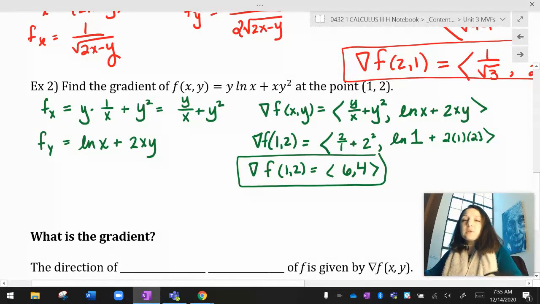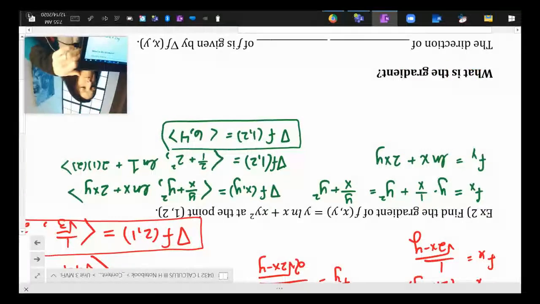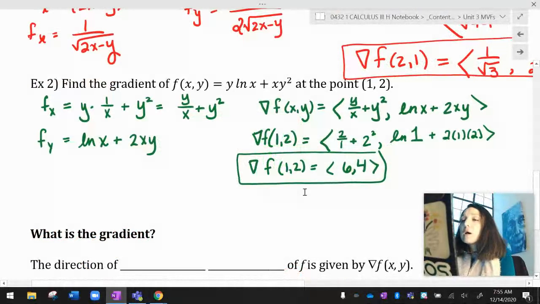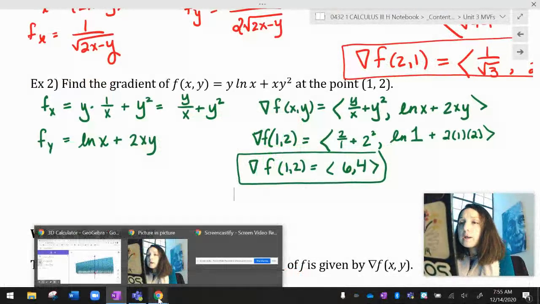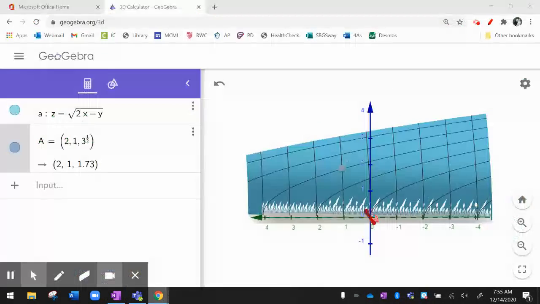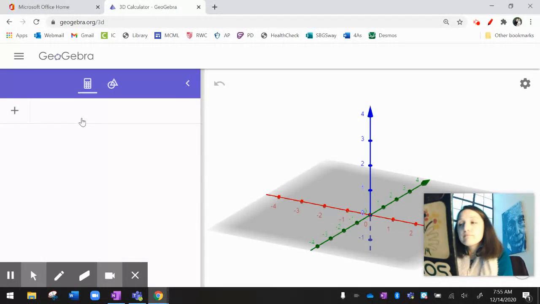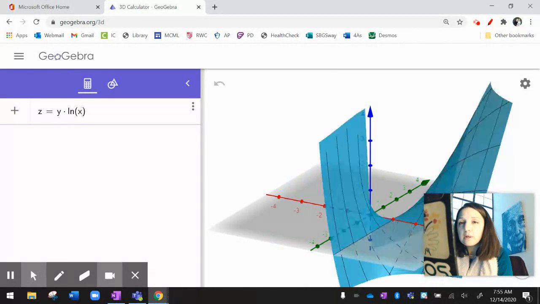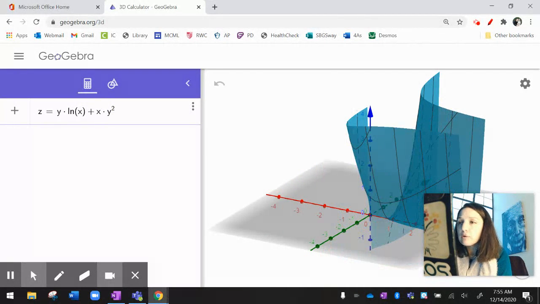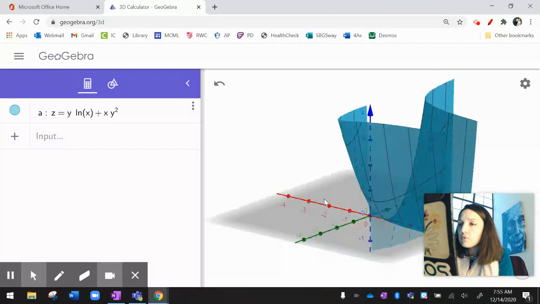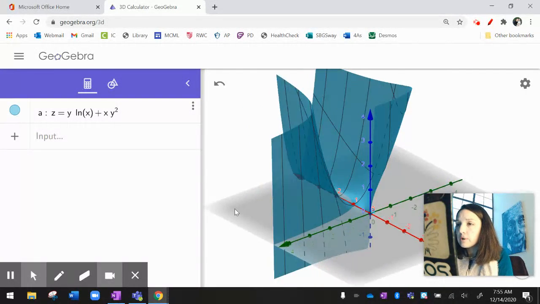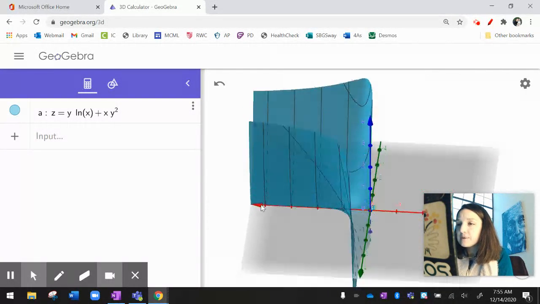And let's see what this looks like, because I'm kind of curious myself. Let's see. So y ln x plus x times y squared. There we go. Z equals y times ln x plus x times y squared. And so there is a very cool looking function. Ooh, I like that. That's fun.